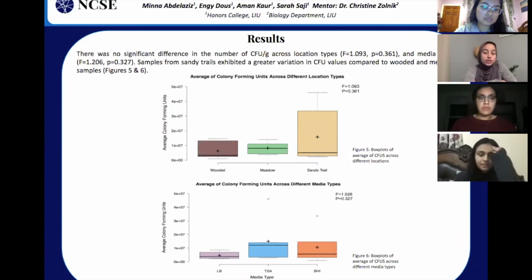In the first figure, you can see that although there's a wide range, for example, the sandy trail, all 3 of the means for the 3 different location types are approximately the same, with a p-value of 0.361, which allows us to conclude that they approximately had the same amount of colony-forming units across the location types. It was very similar with the different media types, where the means were approximately the same, p-value of 0.327, that allowed us to conclude that across the 3 different media types, they had approximately the same amount of colony-forming units.